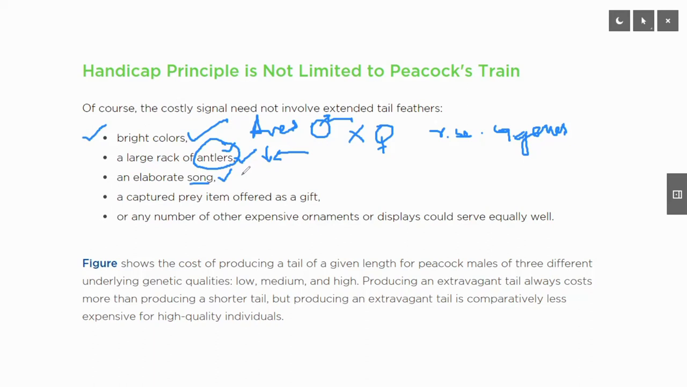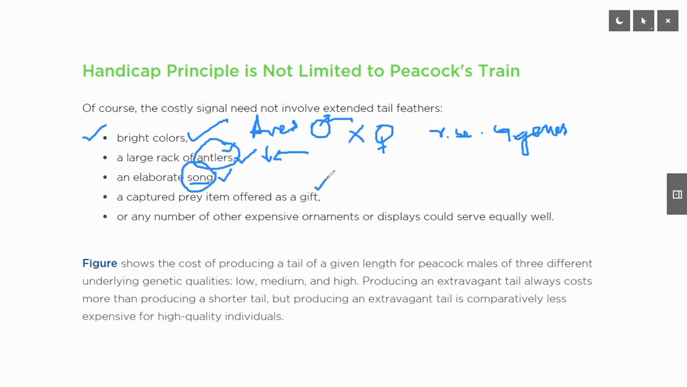So producing songs attracts the attention of the predator as well. So it seems an expensive character, but producing songs is a handicap, and it will work through the handicap principle, how females are attracted toward these songs. Similarly, capture prey items offered as a gift.